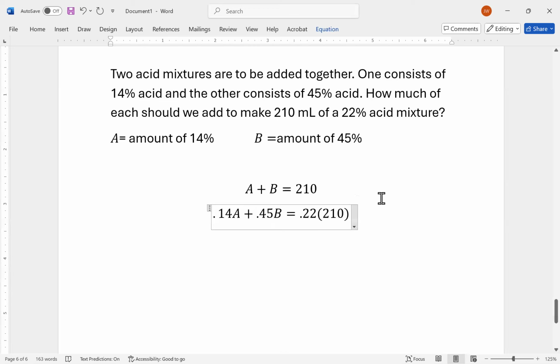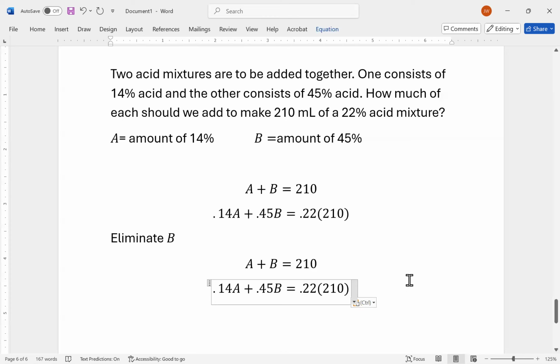This gives me two linear equations that I can use either elimination or substitution on. I'm going to use elimination. I'll eliminate the variable b. And when I do that, I take the exact same approach that I've done before. I set up my two equations.